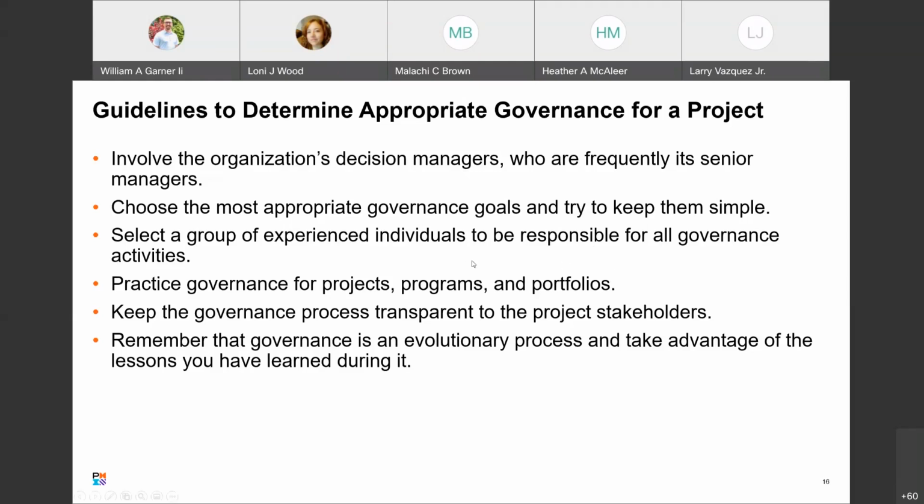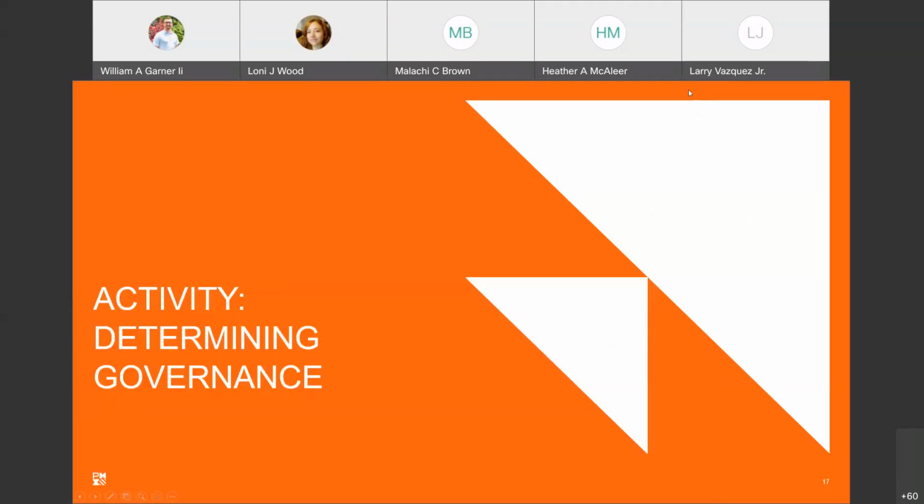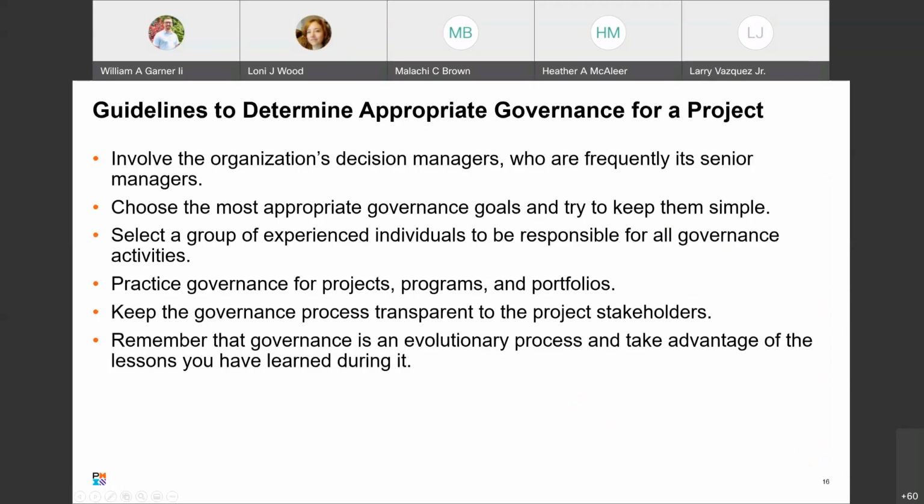Okay. So the guidelines to determine appropriate governance for a project. Projects often have several phases, and it's important that they be planned and executed in an efficient manner. So here are some guidelines to determine the appropriate governance for a project. You want to involve the organization's decision managers, who are frequently its senior managers. Who are those that make the decisions? And keep them engaged and involved.